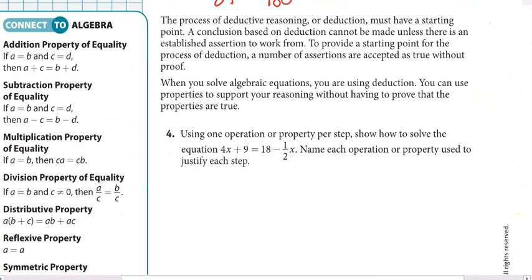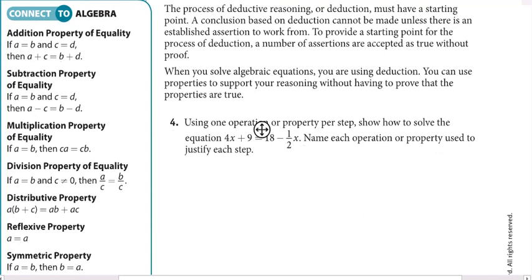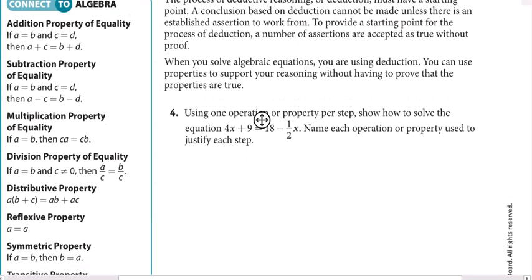All right, the process for deductive reasoning or deduction must have a starting point. A conclusion based on deduction cannot be made unless there is an established assertion to work from. Basically, we need to go in order to be able to use deductive reasoning. We can go step by step. We can't skip any steps without having a reason for it.